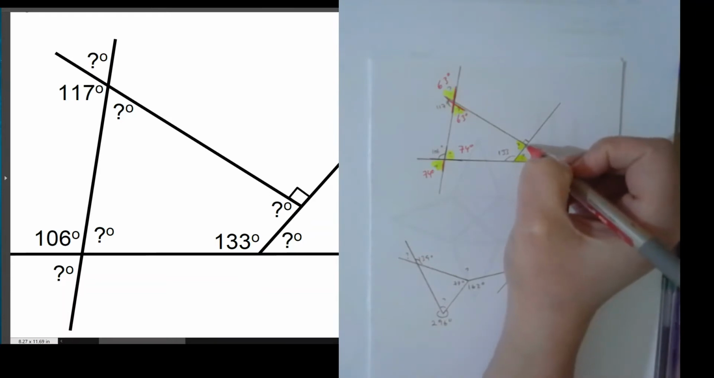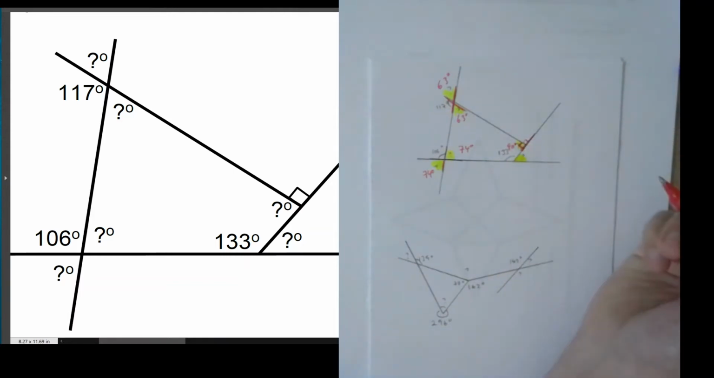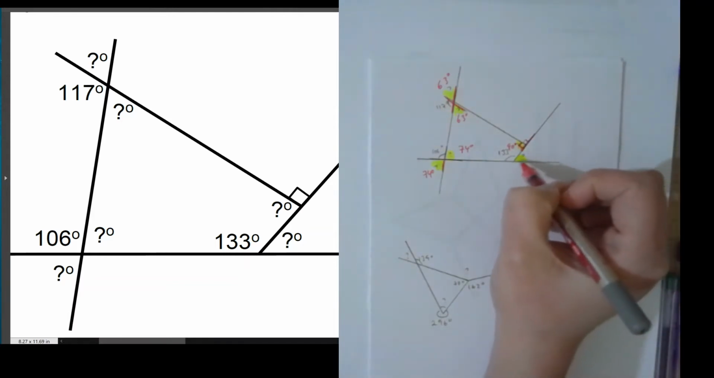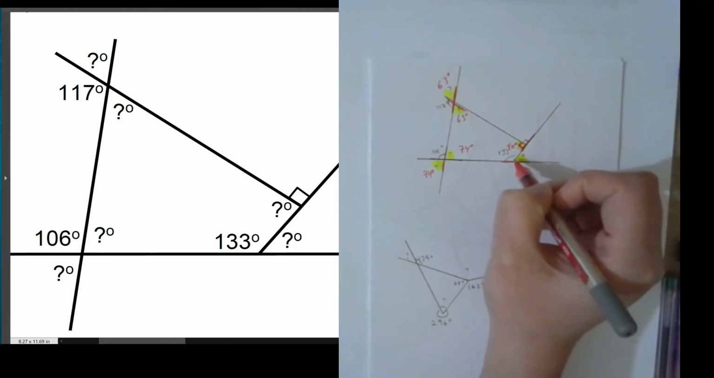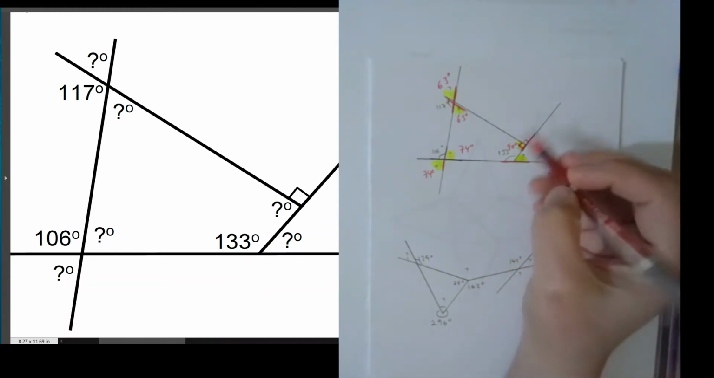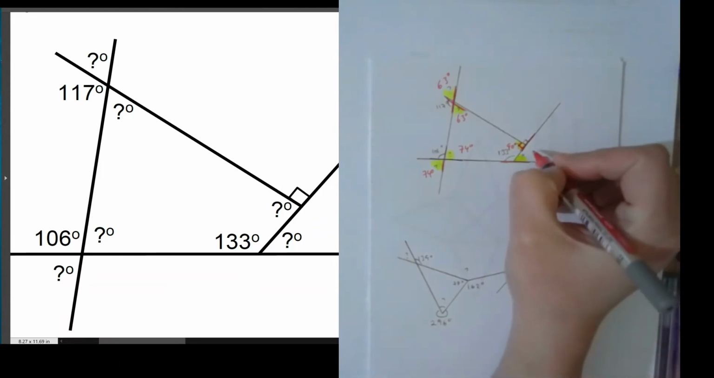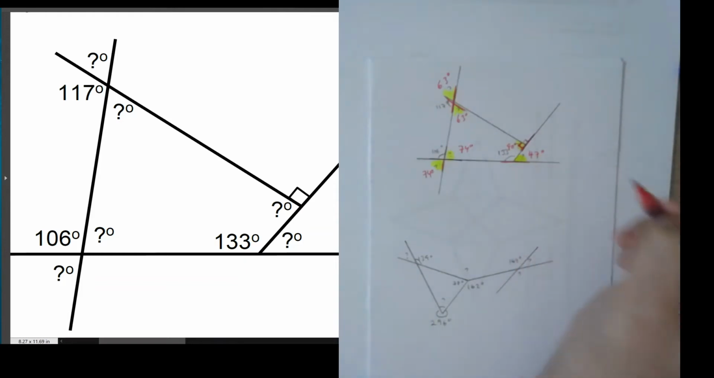This one, nice and easy. If you have angles on a straight line and one is a right angle, what is the other one? Also a right angle, it's 90 degrees. And this one down here is just angles on a straight line. So I've got angles on a straight line, add to 180 degrees. So 180 take away 133 would be 47 degrees.